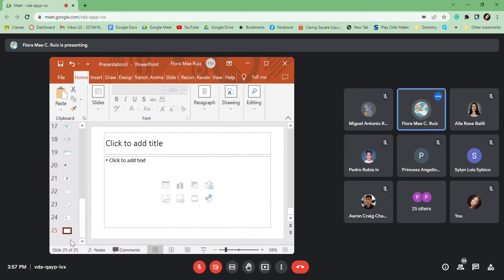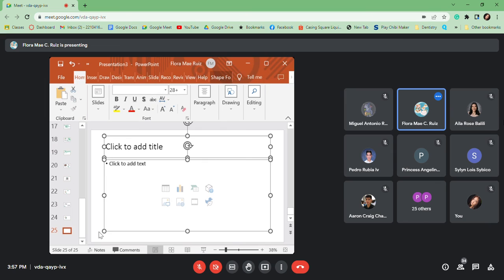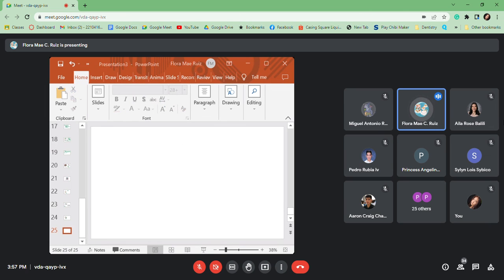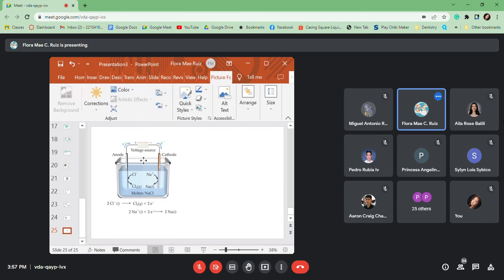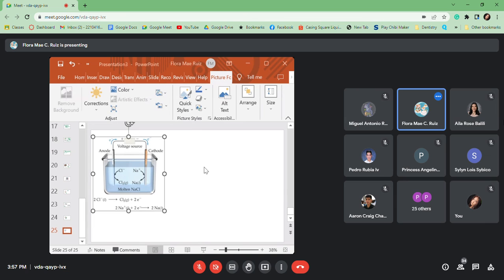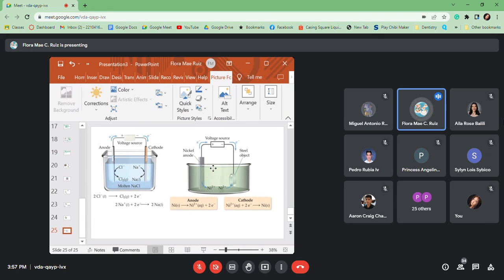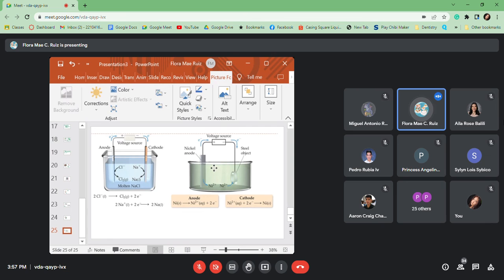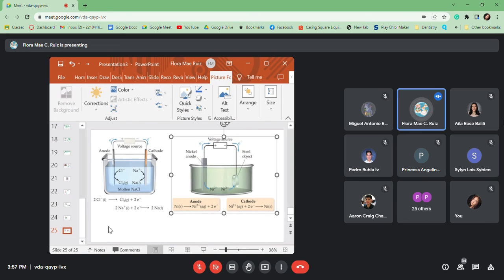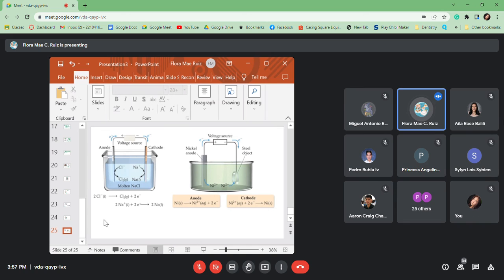Now let's go to electrolysis. Okay, more or less this is similar to your voltaic cell. So this is your electrolysis. Non-spontaneous reactions can occur in electrochemistry if we apply outside electricity to drive the reaction. So the use of electrical energy to create chemical reactions, this is what we call electrolysis.